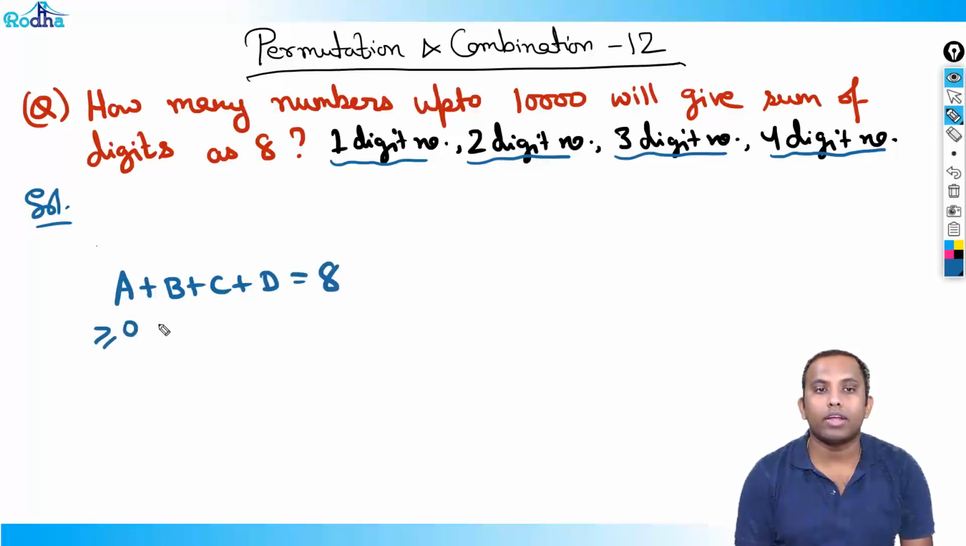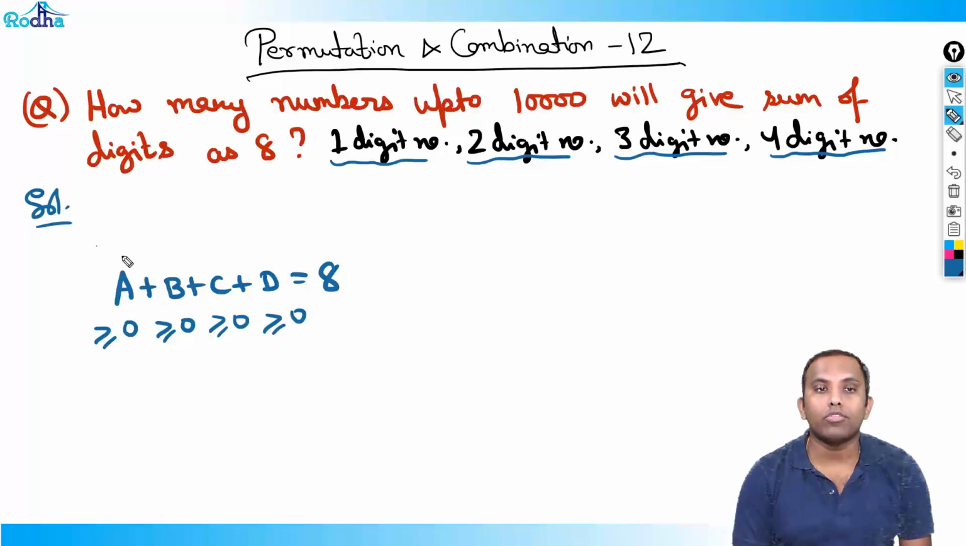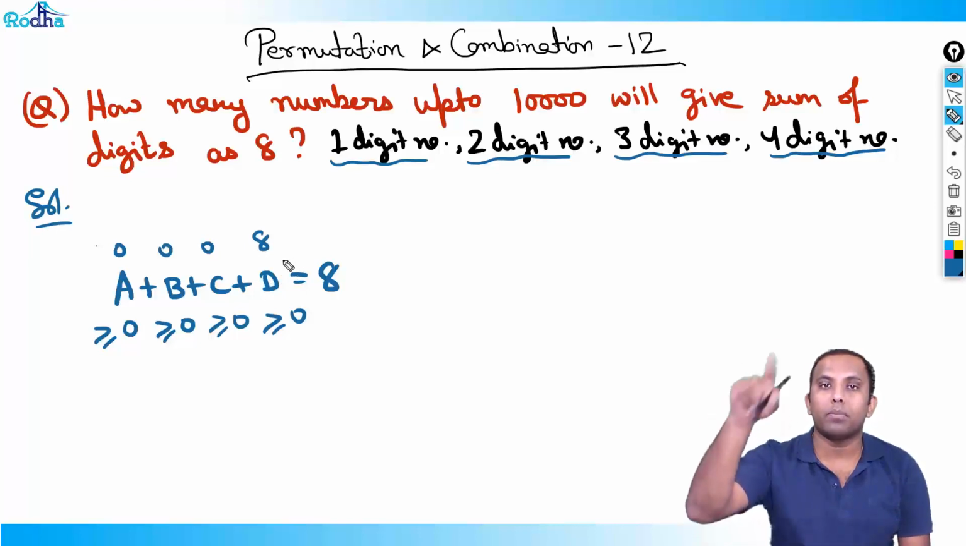Where a is greater than or equal to 0, b is greater than or equal to 0, c is greater than or equal to 0, d is greater than or equal to 0, right? So will it take care of all the cases here? That means sum of one digit number is 8. So obviously it involves one case like 0, 0, 0, 8. Right, we know that when we write this kind of cases, it involves all the shufflings because we have done this method. We put the circles, we put the partitions, right? All its shufflings are involved.